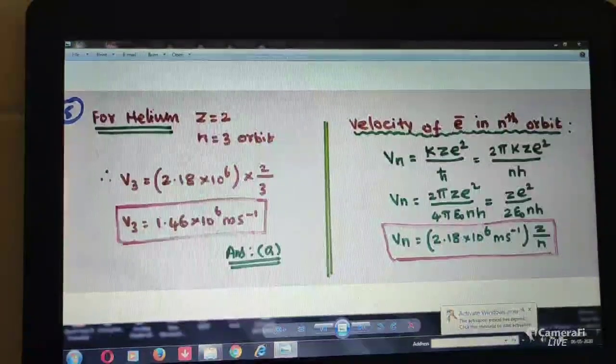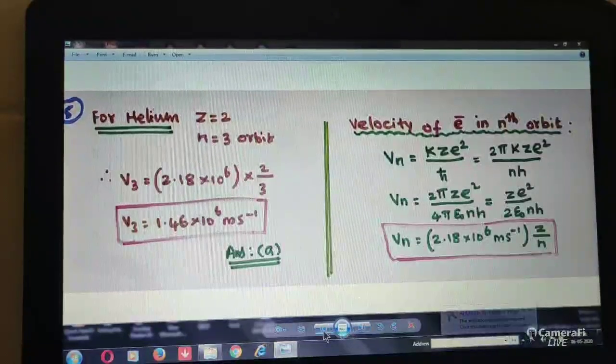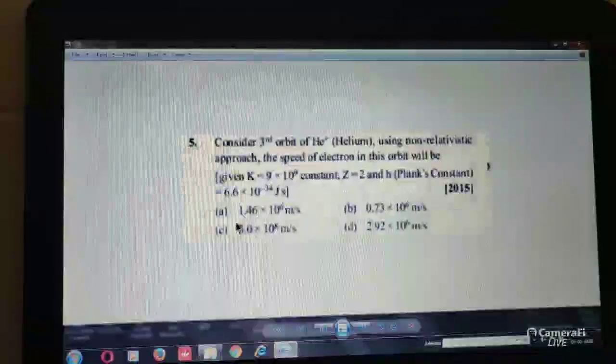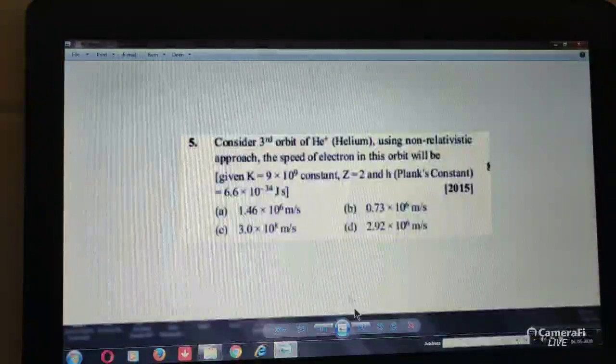Next, question number 6. See that question number 5, option A, let's check. Yes, 1.46 into 10 power 6 meters.